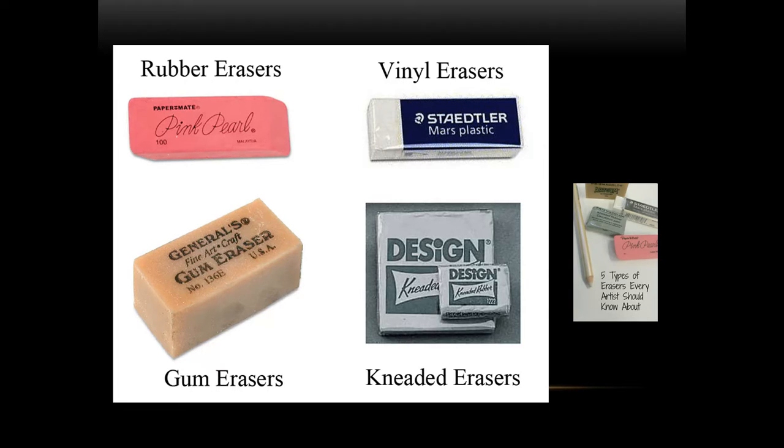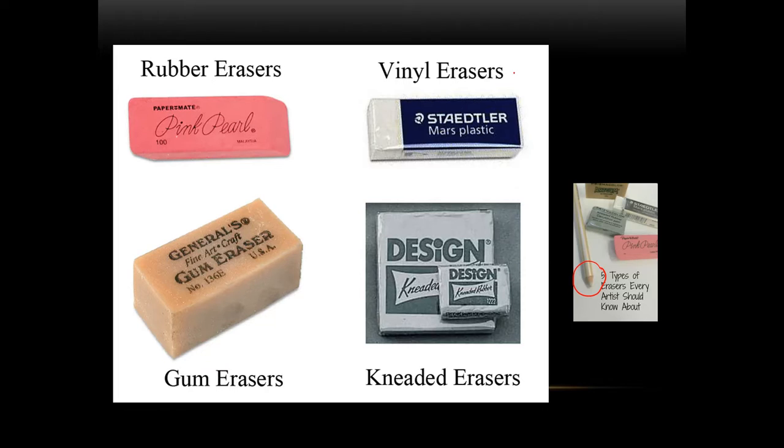So there are 5 basic types of erasers. These are 4, and the 5th one I put over here is a pencil. There's an eraser pencil, okay? So the pink eraser, which you're very familiar with, you use it in geometry and algebra, okay? You don't typically use this in drawing. These are gum erasers. You don't typically use these in drawing with pencils.